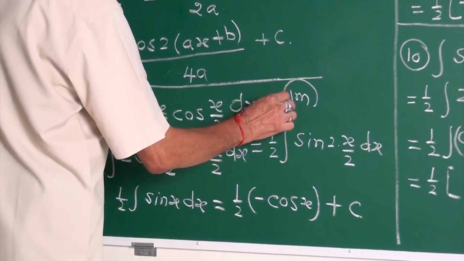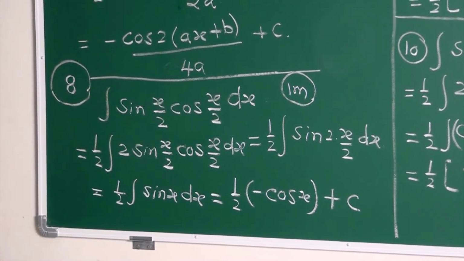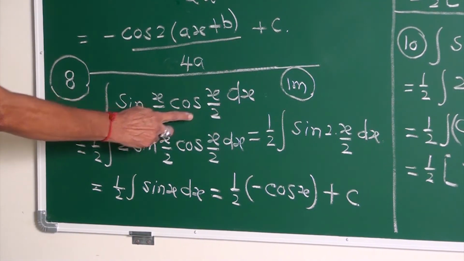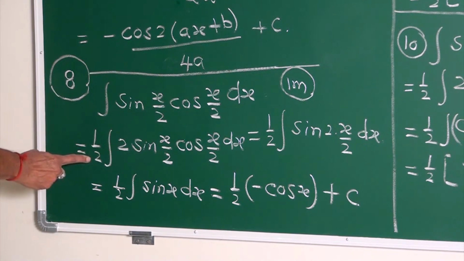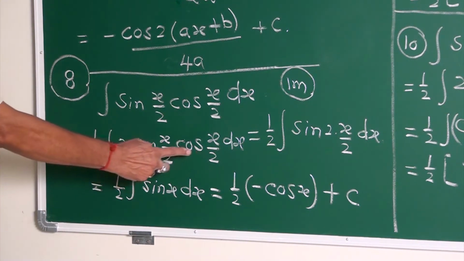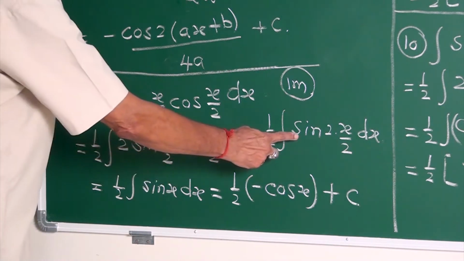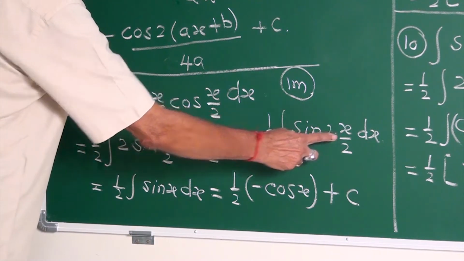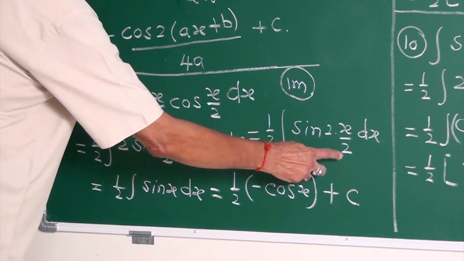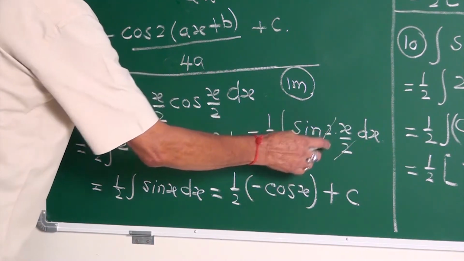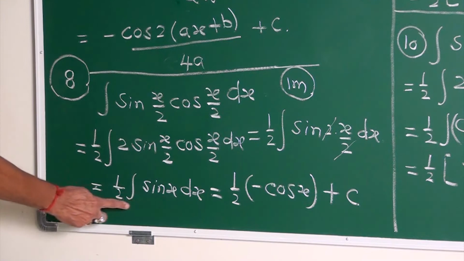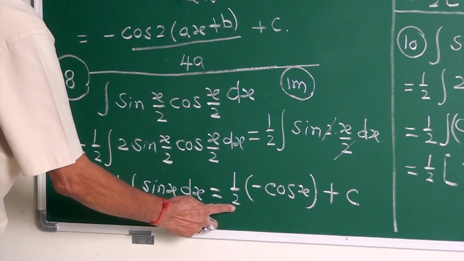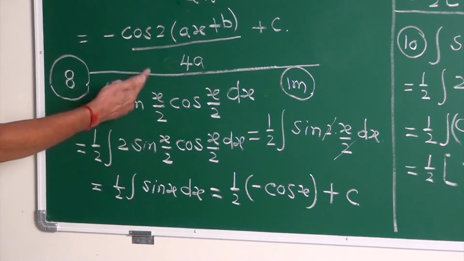based on the same formula. 1-mark question: find the integral of sine x by 2 into cos x by 2. You want to multiply and divide. What is this? 2 sine x by 2 into cos x by 2 is sine 2 times x by 2, 2 times the angle. So 1 by 2 into sine 2a, and what is your a? X by 2. The 2 cancels with 2, leaving x. And you know the integral of sine x is minus cos x. Then what is the answer? Minus cos x upon 2. This comes under a 1-mark question, my friends.